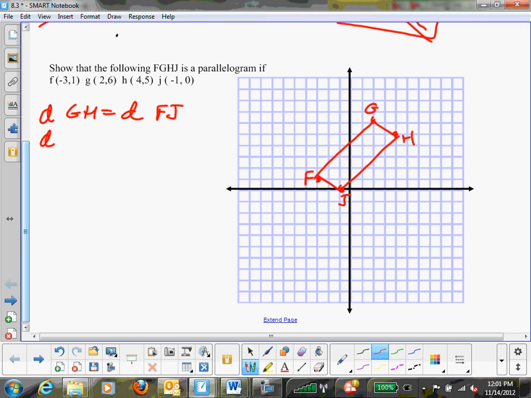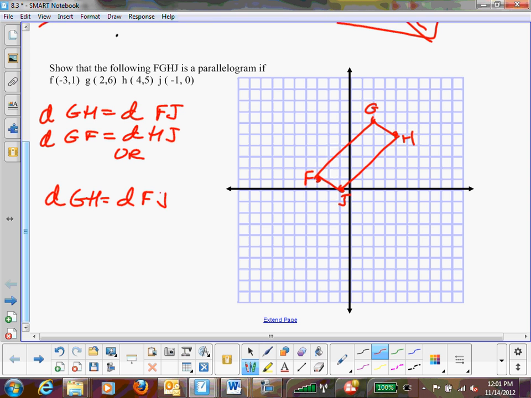So then I'd have to say that GF is equal to HJ. Or I can say the distance of GH equals the distance of FJ, and the slope of GH is equal to the slope of FJ. You choose which one you want to do. Work it out. Let's see what we got.